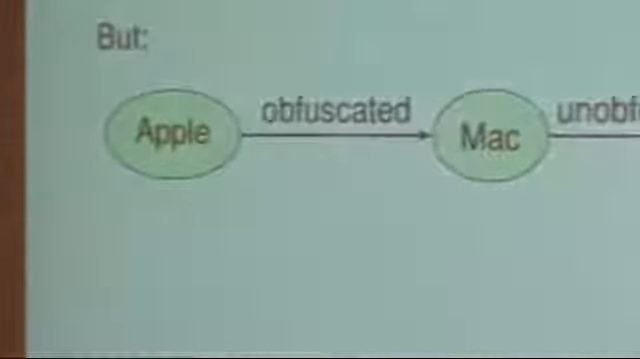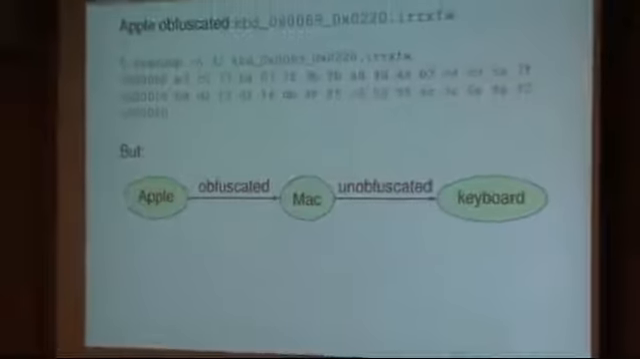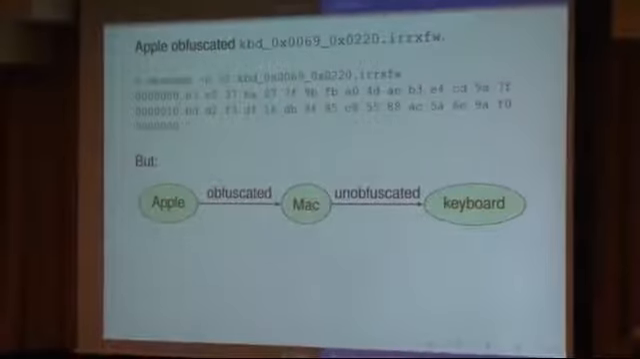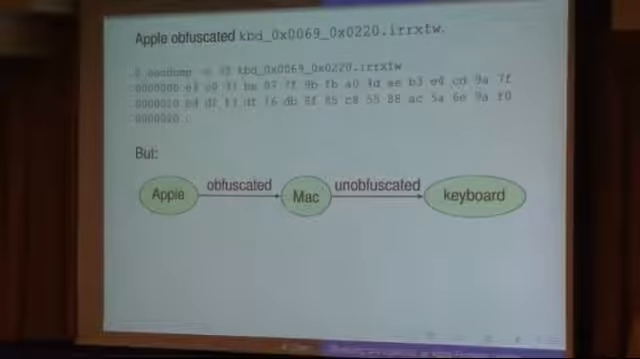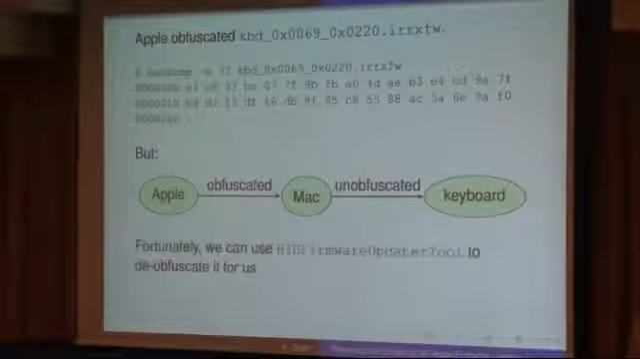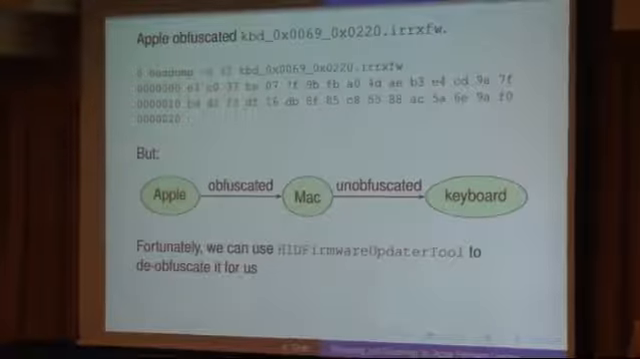So what happens is that the firmware image file is de-obfuscated on the machine, and then whenever you're doing the firmware update, the unobfuscated firmware image is sent over the USB bus to the keyboard. So what we can do is, the HID firmware updater tool does this de-obfuscation for us. So that's very convenient.